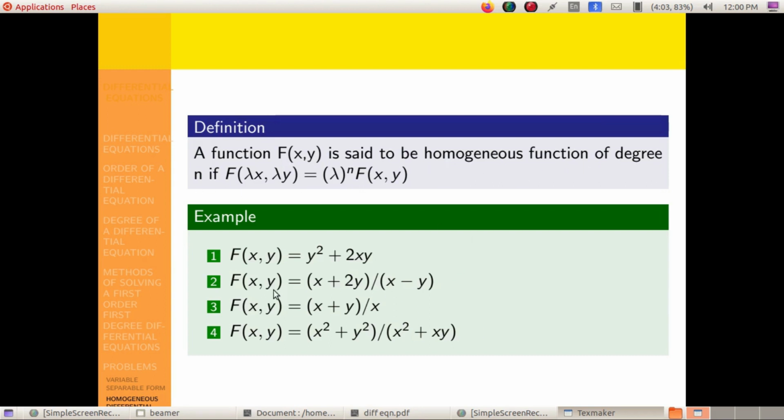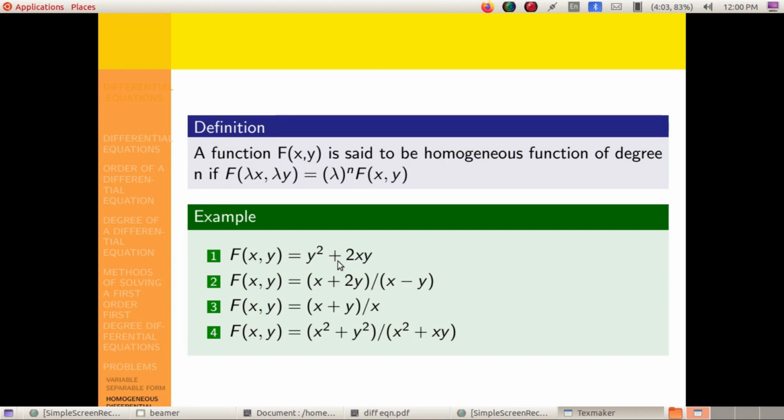For example, consider f of x, y equal to y square plus 2xy. When we replace x by lambda x and y by lambda y, we get lambda y whole square plus 2 into lambda x into lambda y. So we can take lambda square outside. So this is a homogeneous function with the degree 2: lambda square into y square plus 2xy.